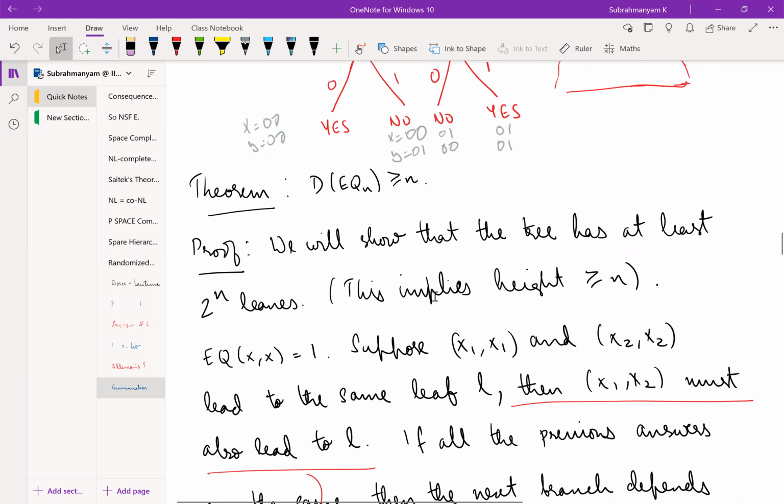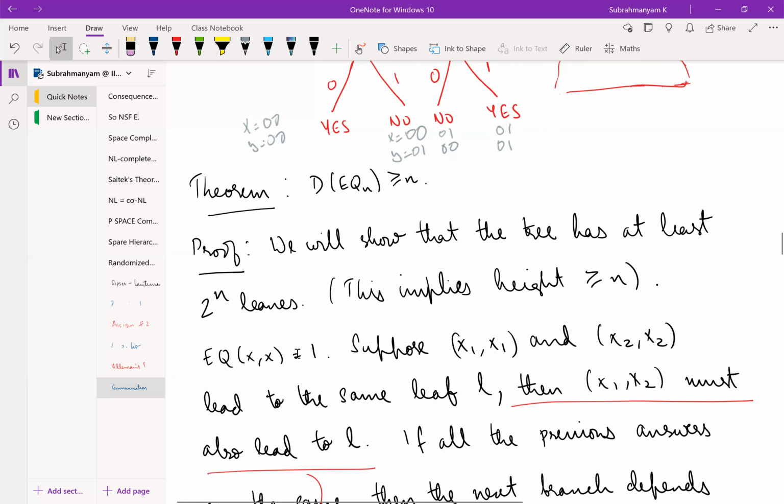So we want to show that the tree has at least 2^n leaves. So what is the total combination of inputs? We know that the total combination of inputs is 2^n inputs that Alice could have, 2^n inputs that Bob could have. So 2^2n inputs are possible, and we are going to show that the tree has at least 2^n leaves. So this needs some explanation, because it is possible that many input combinations merge and we could end up in a tree with, let's say, 2^n/2 leaves, right? But this is going to show that kind of merging cannot happen beyond a point.